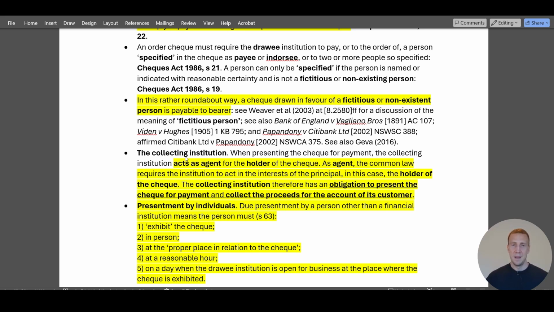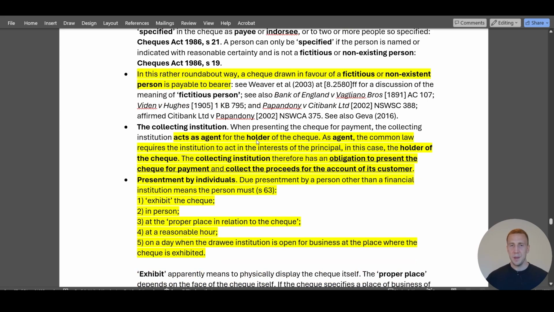And then we have the collecting institution. When presenting the cheque for payment, the collecting institution acts as agent for the holder of the cheque. As agent, the common law requires the institution to act in the interest of the principal, in this case, the holder of the cheque. The collecting institution therefore has an obligation to present the cheque for payment and collect the proceeds for the account of its customer.